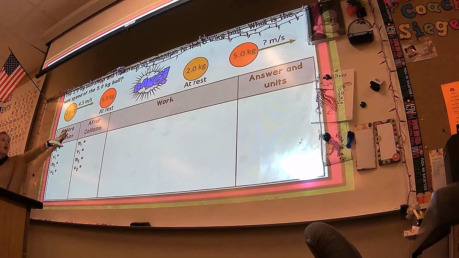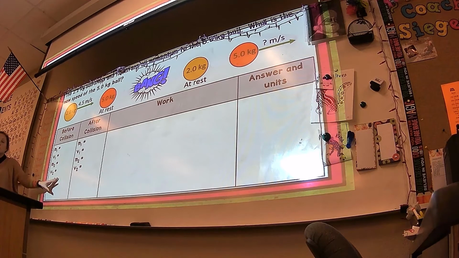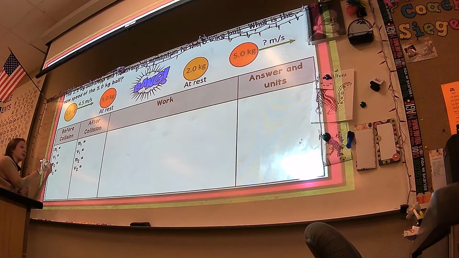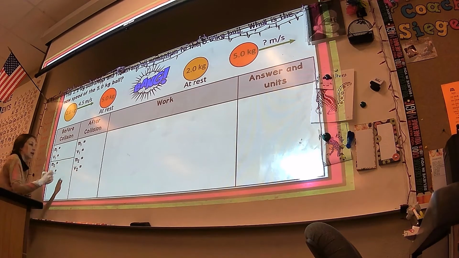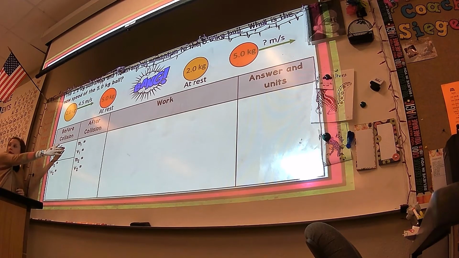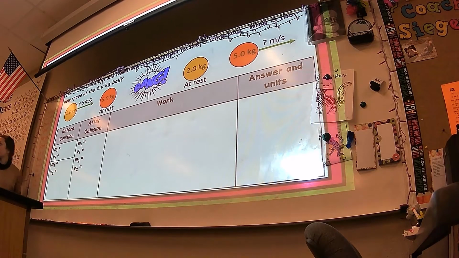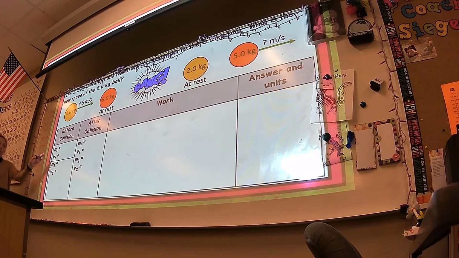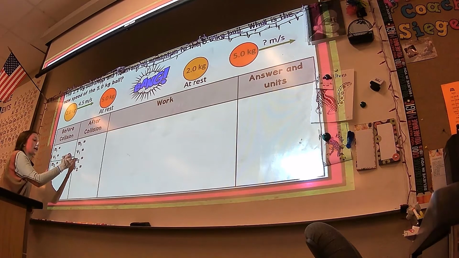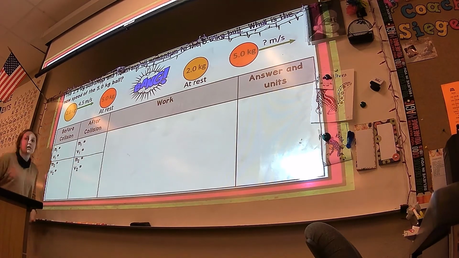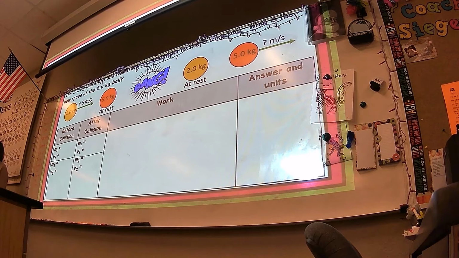Alright? Left column is going to be before the collision. And I like to put a line through here because this is my first object I'm talking about and my second object I'm talking about. That's what the 1s and 2s mean. The 1 is the first object, the 2 is the second object. And I can do the same thing on the other side after they collide as well. Eventually, the more comfortable you get with this, you're not going to need this line to separate your objects. It just gets easier as you do it.